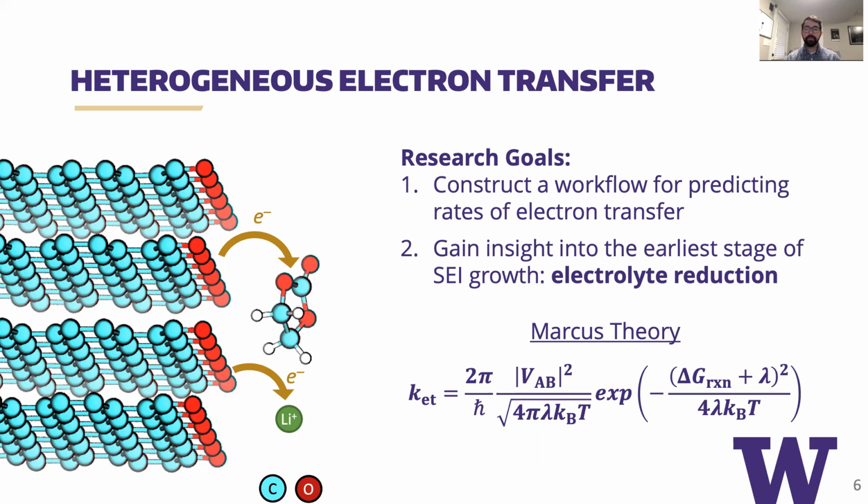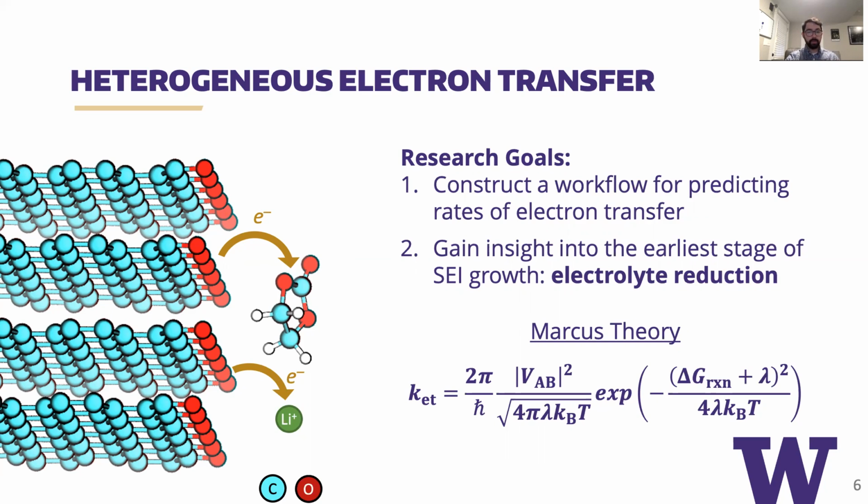So this now brings us to the goal of our study. Firstly, we want to construct a workflow that allows us to compute the rates of electron transfer. And a good starting point is to use Marcus theory for that, which lets us use this equation here at the bottom to estimate the rate constant for electron transfer, given a series of parameters. And secondly, we want to ultimately better understand this first step of SEI growth, where this electrolyte is reduced.